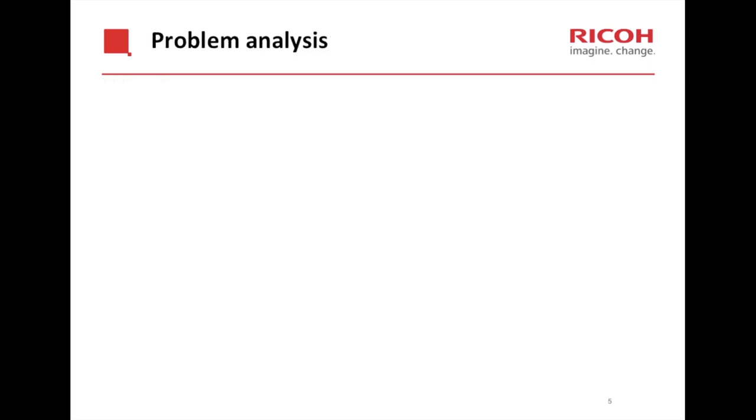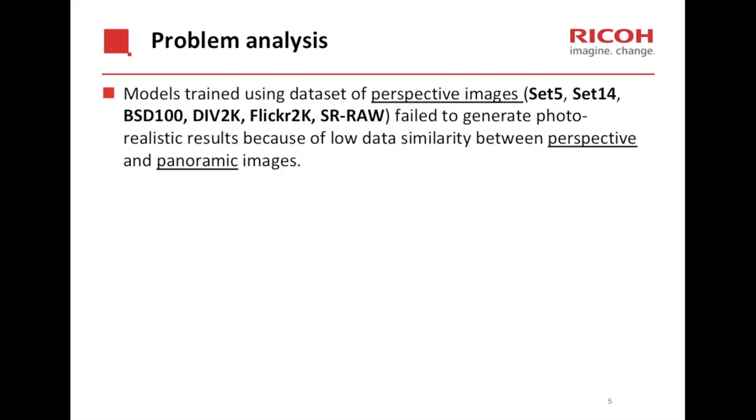So what's the problem? The public datasets such as Set5, Set14, BSD100, DIV2K, Flickr2K, and SR-RAW include perspective images, which have low data similarity to panoramic images. Models trained using perspective image datasets failed to generate photorealistic results.